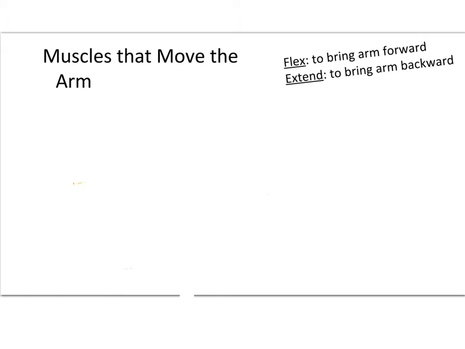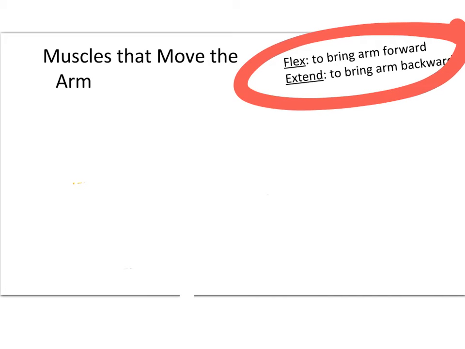Okay, so we're going to make sure that we write these two definitions in our notes, like on the bottom. So flex is to bring the arm forward. Extend is to bring the arm backward. I said that backwards. You can read.